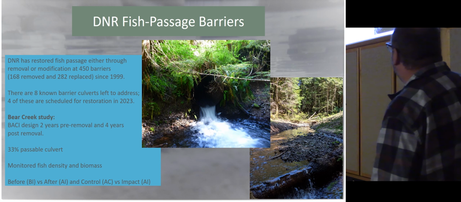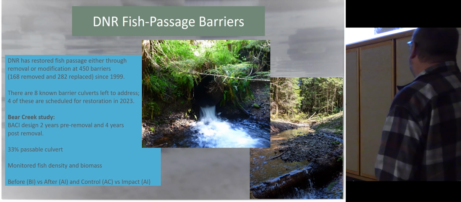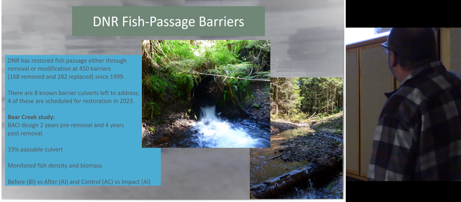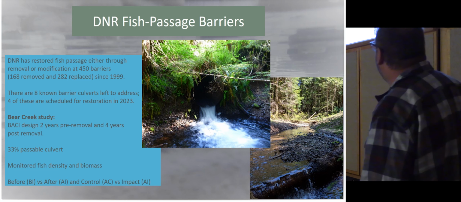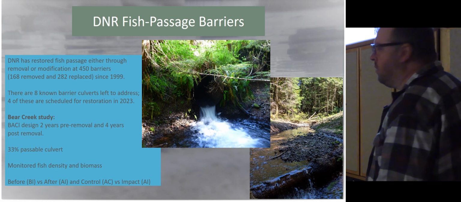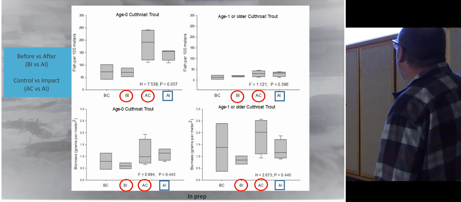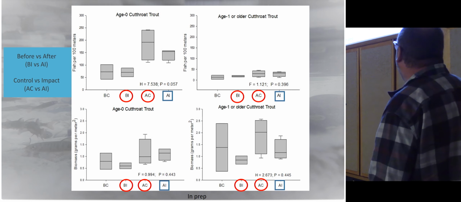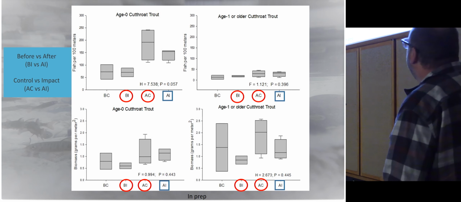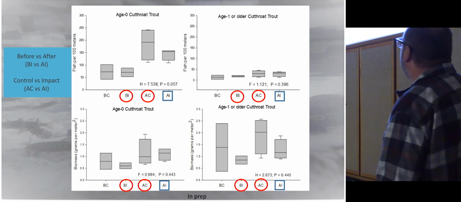I also wanted to get to a study that I just completed on the Bear Creek culvert removal, and this culvert would be considered about a 33% passable culvert using WDFW's criteria. What I assessed was 2 years pre-removal and 4 years post-removal, and we looked at both density and biomass. And what I found were no significant differences between before versus after or control versus impact.